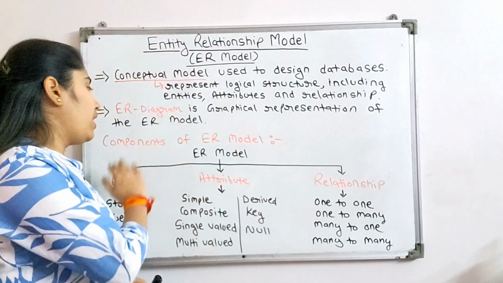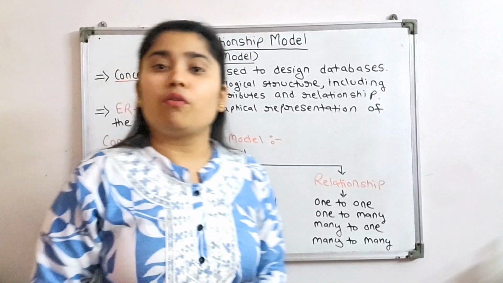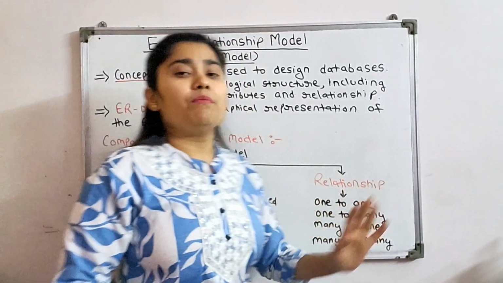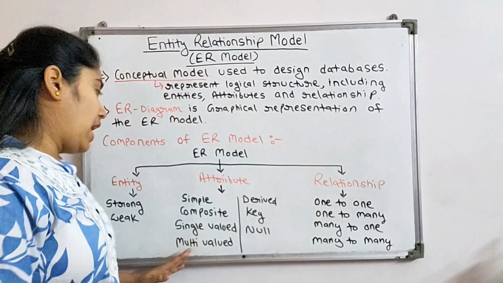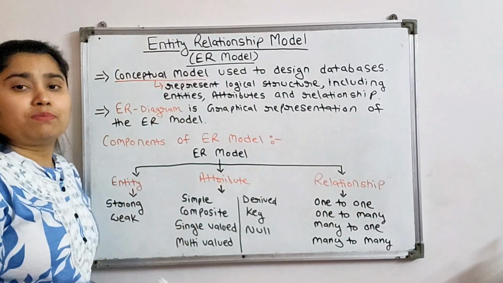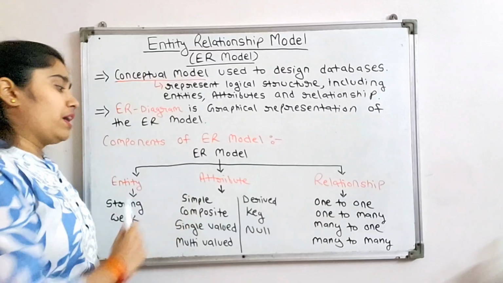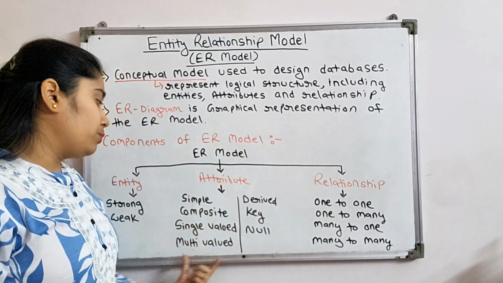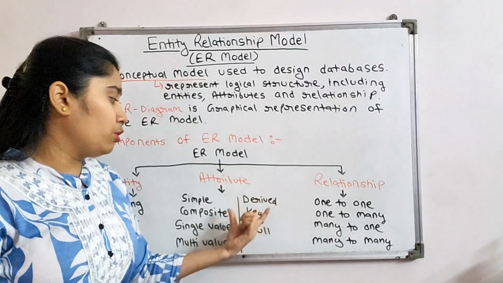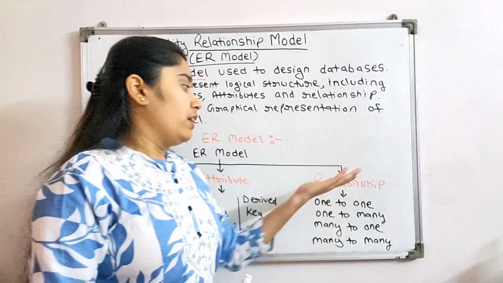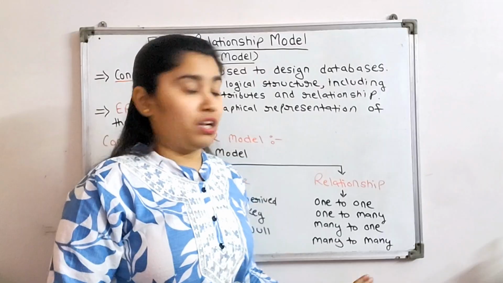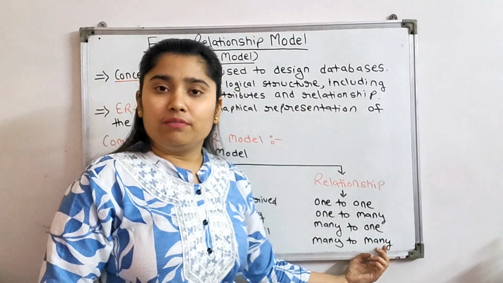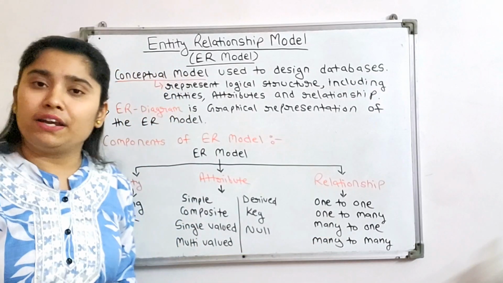Now we have some components of the ER model. What are the components? First is the entity, second is attribute, and third is the relationships. There are some types of entity: we have two types, the strong entity and weak entity. Attributes have types like simple attribute, composite attribute, single valued attribute, multi-valued attribute, derived attribute, key attribute, and the null attribute. And in relationship we have four types: one to one, one to many, many to one, and many to many. Now we will understand all these types in detail one by one.